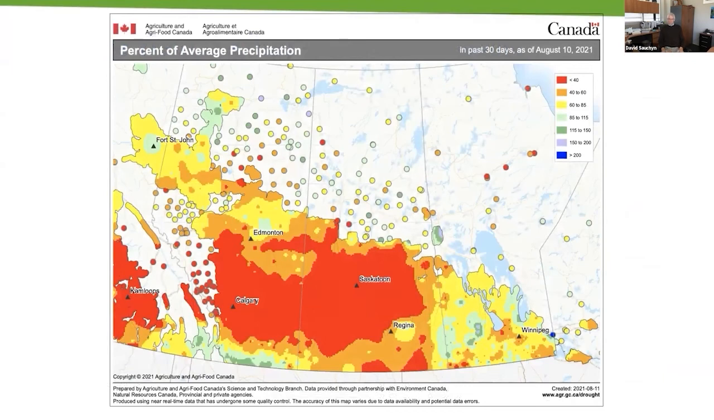Including this year, this is a map from the drought monitor maintained by Agriculture and Agri-Food Canada, formerly maintained by PFRA. The area in red is the area that, until August the 10th, had received 40% of normal precipitation. Now the situation has changed throughout a large part of this area, in particular southern Saskatchewan and southwestern Manitoba. In the last month, there's actually been above normal precipitation.